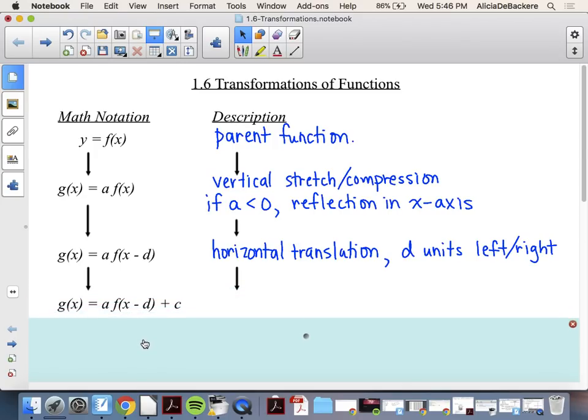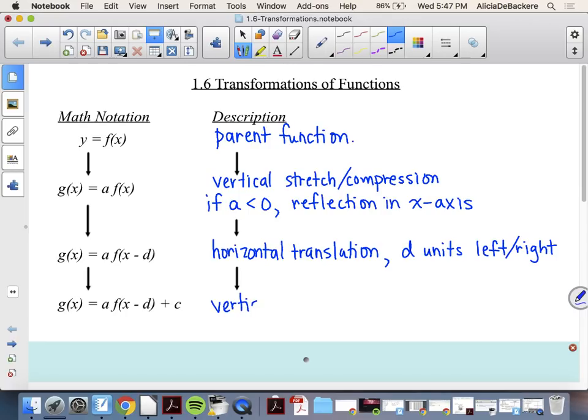And then next I want to think about what happens. I've already dealt with this a, that's my stretch, reflection, or compression. I've already dealt with the d inside the function. Now I'm going to add c outside. Notice that the function, the f, is not wrapped around the c. It's only wrapped around the x minus d. So this plus c would come after the absolute value bars, or after the fraction, or after the square root. And that plus c is always going to be my vertical translation or my vertical shift. I'm going to go c units up or down with all of my points.